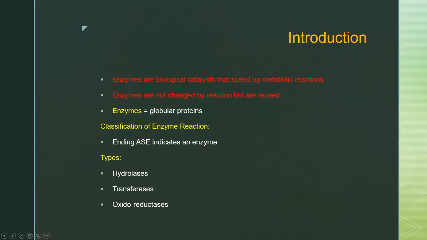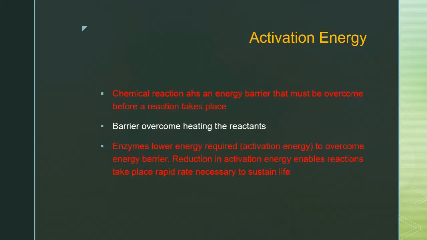So we're going to give you a basic introduction and basically say that enzymes are just biological catalysts that speed up a metabolic reaction, but they're not changed by the reaction, they are reused. Enzymes are basically globular proteins, and in the classification of enzyme reactions, if it ends in ASE, it indicates it's probably going to be an enzyme. The types include hydrolases, transferases, and oxidoreductases. Bit of a mouthful.